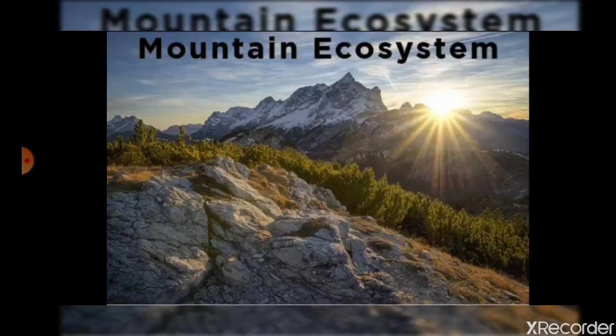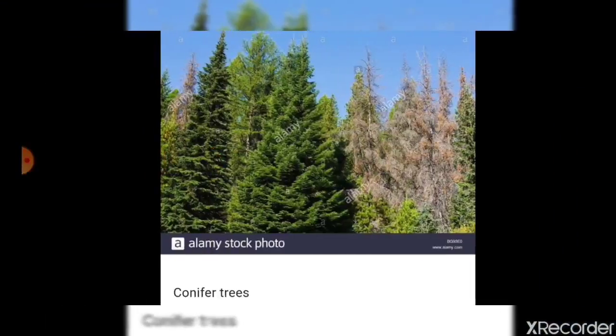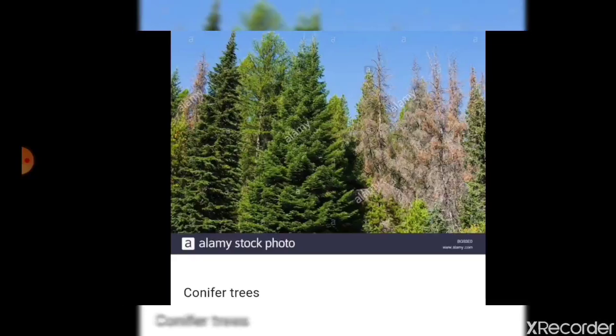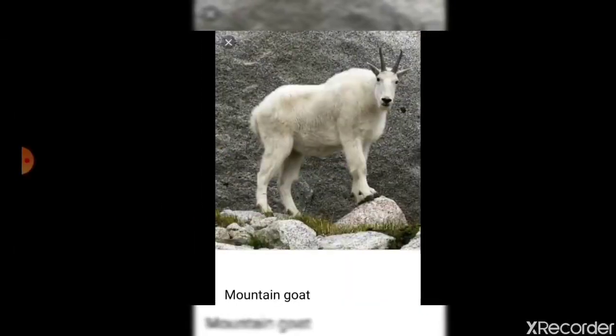Now, the mountain ecosystem. Being located at high altitudes, mountain ecosystem has abundant coniferous trees. The animals found here have thick fur coats that help them to remain warm in the harsh cold climate.